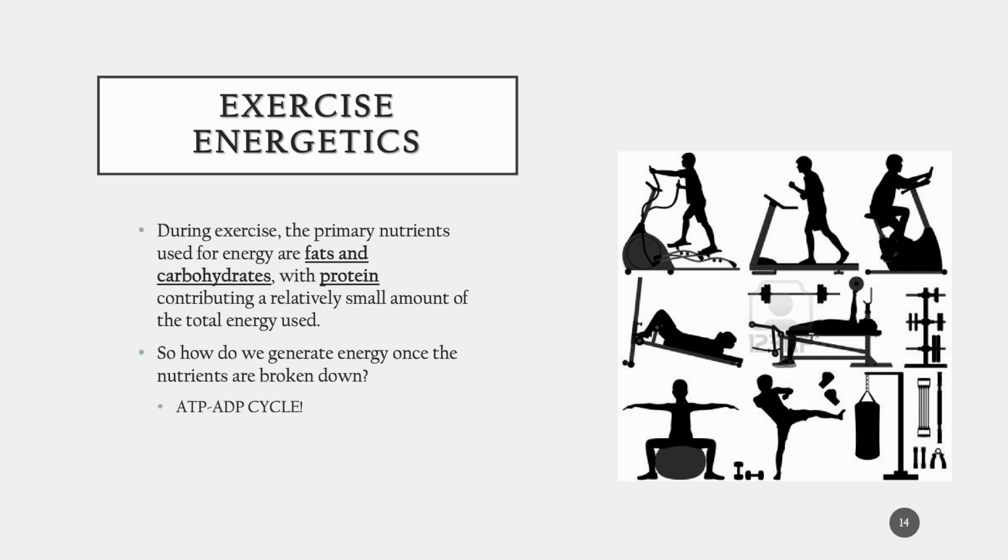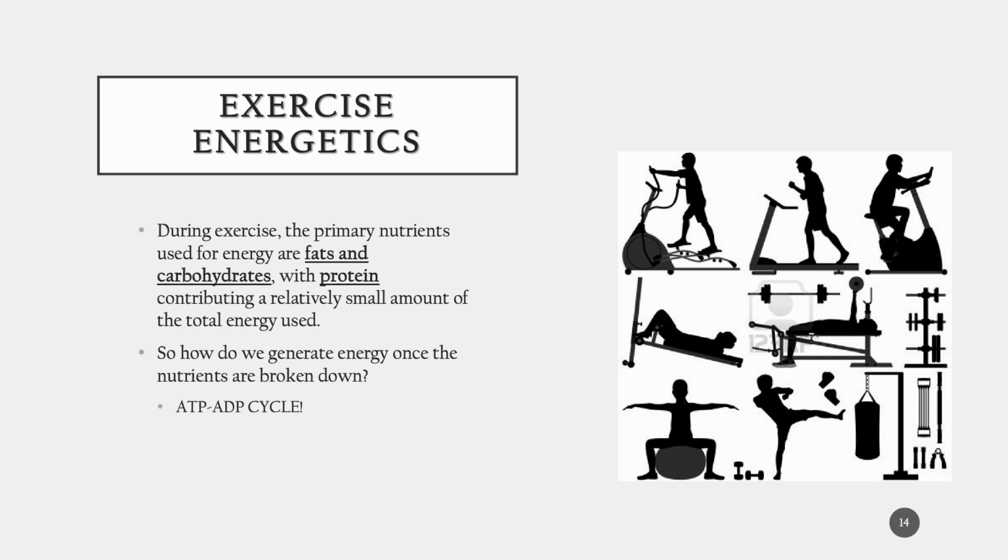Okay? With protein contributing a relatively small amount of total energy used. Typically, protein only provides us with about 2% of energy, and at most upwards of 10%, and that's more towards starvation mode. So it really does not provide us with a lot of energy, protein. So how do we generate energy once nutrients are actually broken down? We have this raw material. It is now synthesized into ATP.